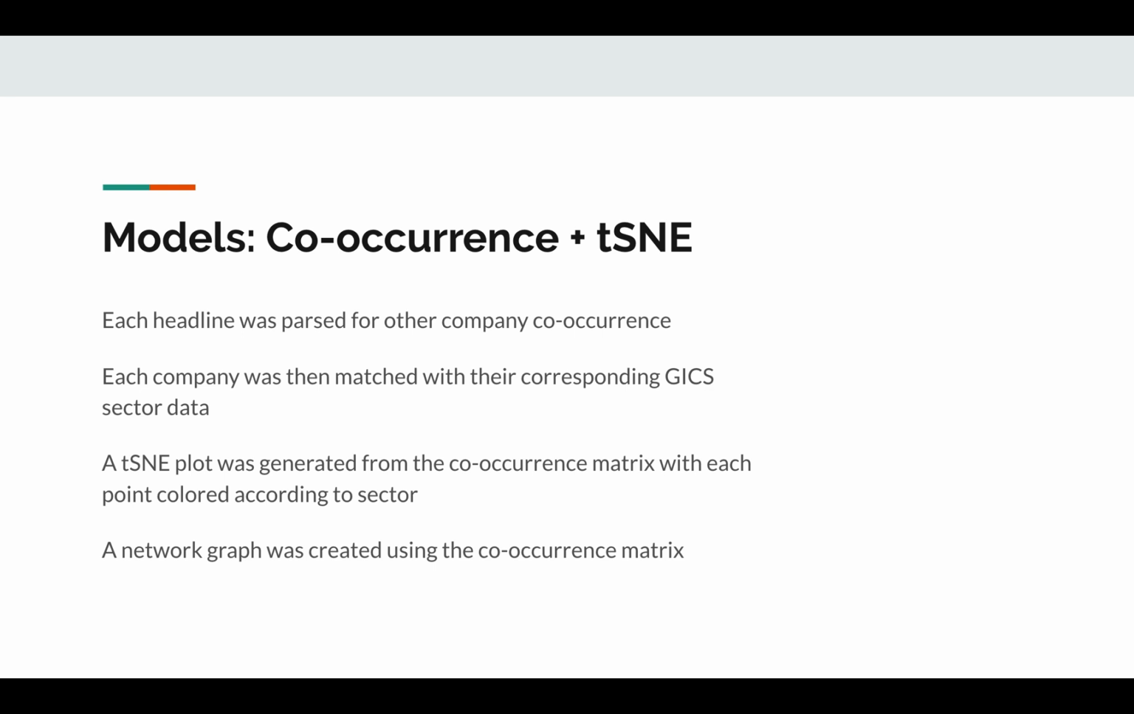So in terms of our models, we did a few different things. Each headline was first parsed for other company co-occurrences. And then we matched these companies with their corresponding sector data provided by S&P. Then a t-SNE plot was generated from that co-occurrence matrix, in which each point was colored depending on the sector that it's in. And from that, a network graph was created using the co-occurrence matrix.